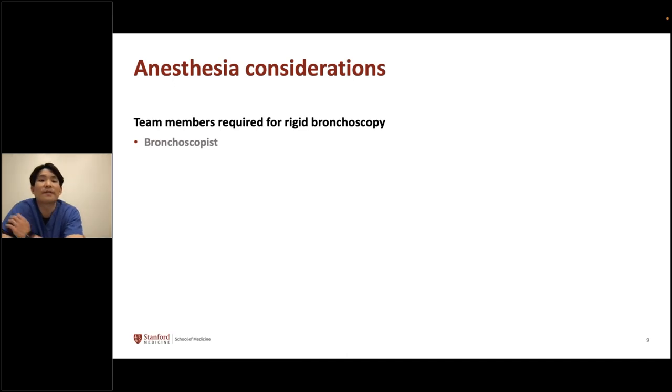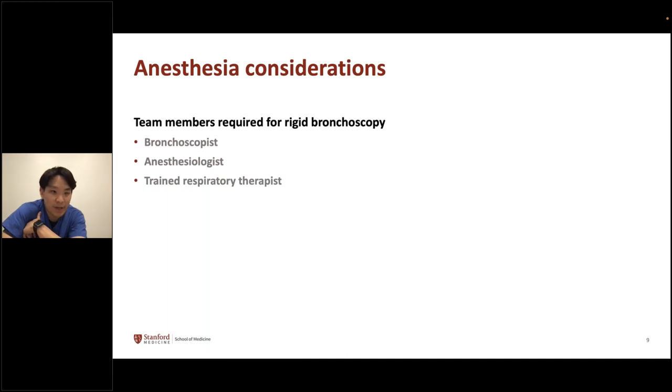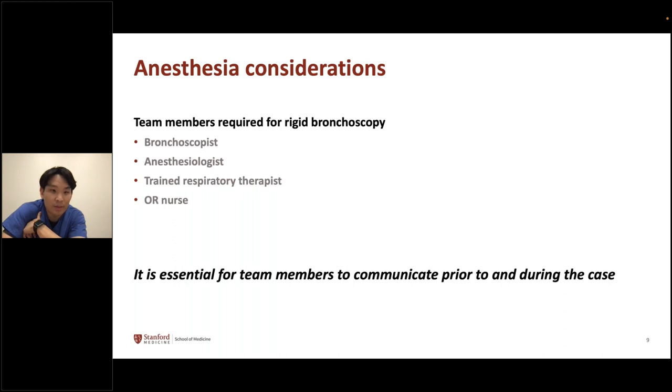This is pretty obvious, but in terms of the team members performing rigid bronchoscopy in the OR, we will have the bronchoscopist performing the procedure. We'll have the anesthesiologist and, at minimum, a trained respiratory therapist and OR nurse to assist with the procedure. And again, I think this is pretty much a given for any kind of procedure or surgery, but especially for rigid bronchoscopy compared to the regularly performed flexible bronchoscopy, it's essential for team members to communicate prior to entering the case. I think especially between the proceduralist and the anesthesiologist, given that we're sharing the airway. Because of the various indications for rigid bronchoscope, most patients are not the healthiest coming in. So we want to make sure we have a good backup plan.